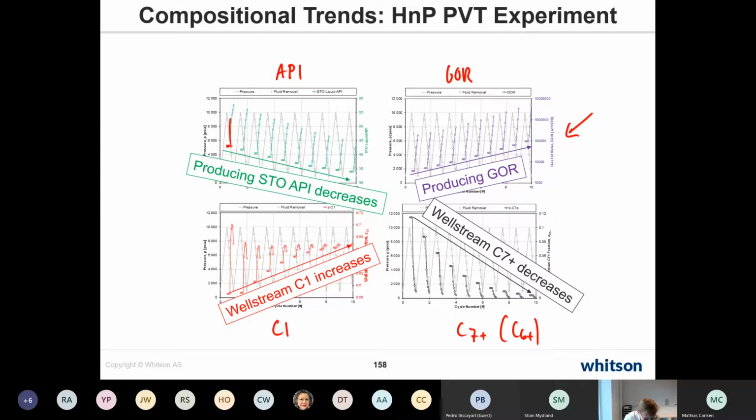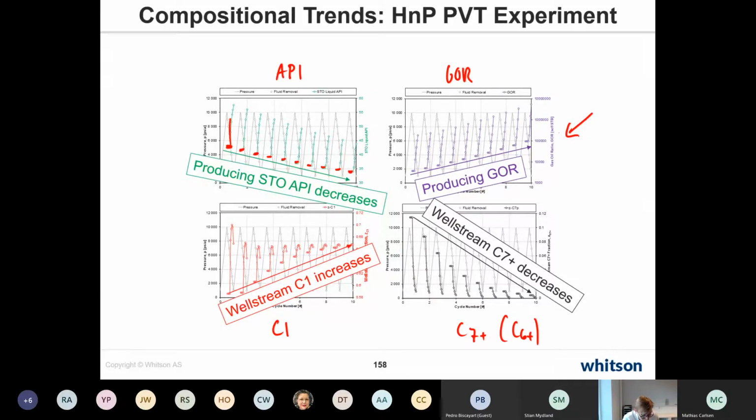above the saturation pressure, the API numbers are constant. We see that in every single cycle. These are constant. The reason for that is that composition is constant, and when composition is constant, the API is constant. Okay.